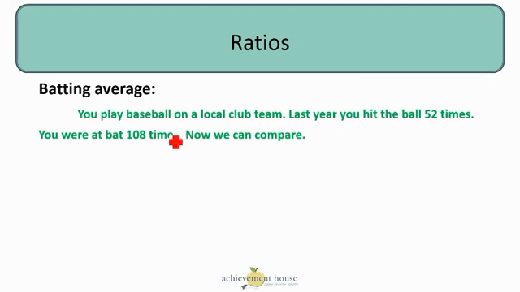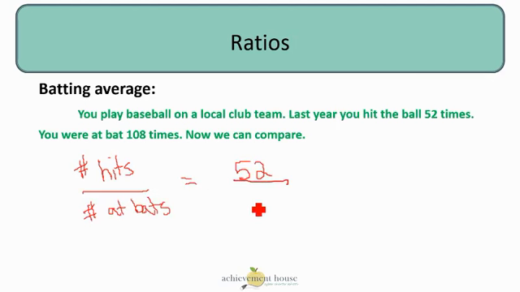So let's see here. You play baseball on a local club team. Last year you hit the ball 52 times. You were at bat 108 times. Now we can compare. Let's compare the number of hits to the number of at-bats. So our ratio is the number of hits to the number of at-bats. So our number of hits is 52 to the number of at-bats 108.